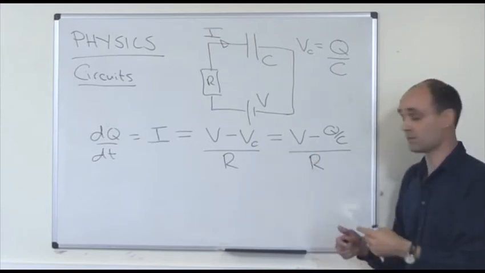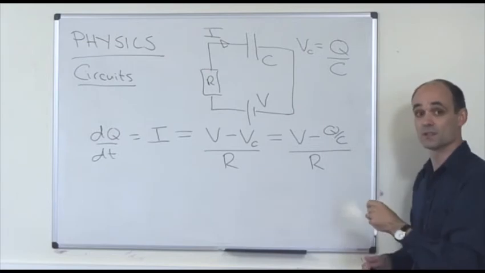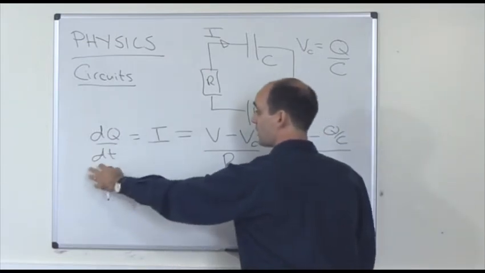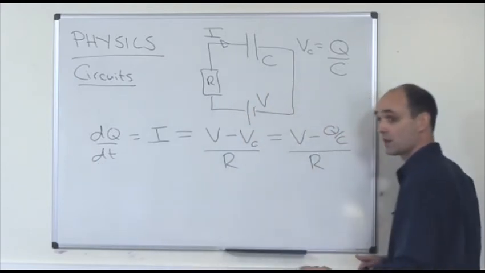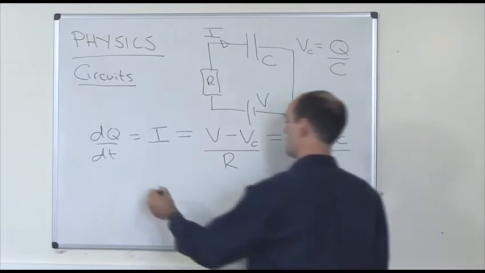So all of these are different constants. So the voltage in the battery, the constant which is the resistor, the constant which is the capacitor. But what we have now is a differential equation which relates the rate of change of charge in the capacitor to the charge stored in the capacitor. What does a solution of that look like?